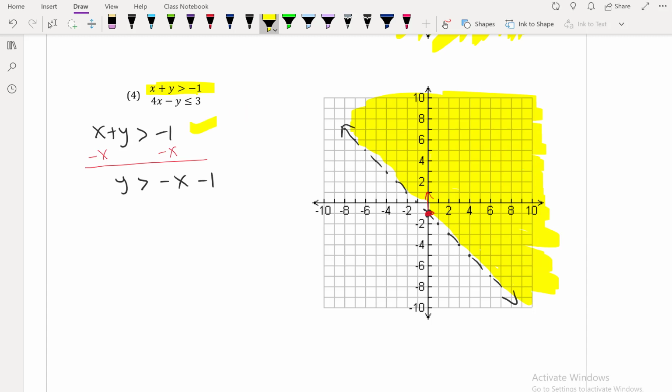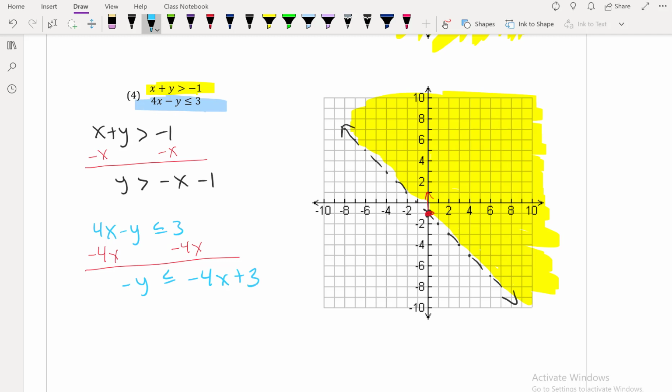Okay. So now let's take a look at our second equation. And actually, I'm going to make it blue. Why not? So for that second equation, I have 4x minus y is less than or equal to 3. So I'm going to subtract 4x from both sides. So I get negative y is less than or equal to negative 4x plus 3. From here, I'm going to divide by a negative 1, so that I get that y.